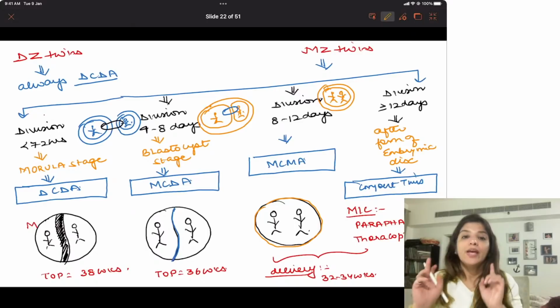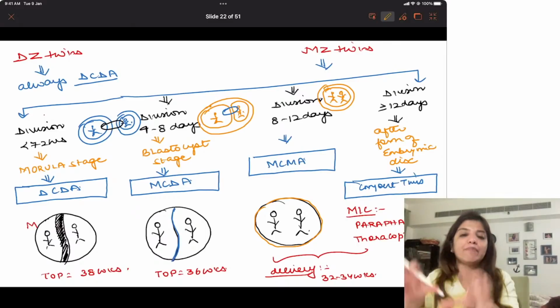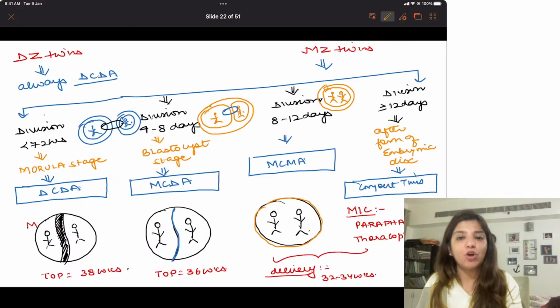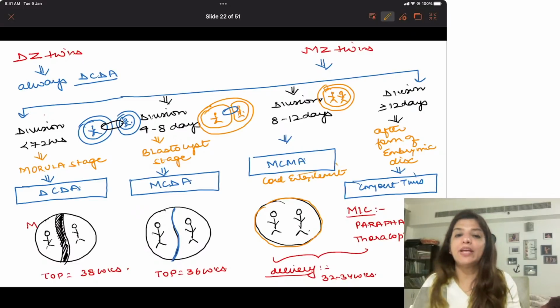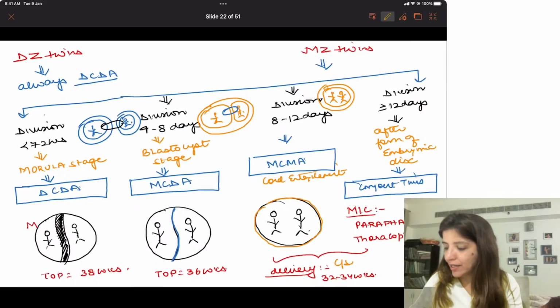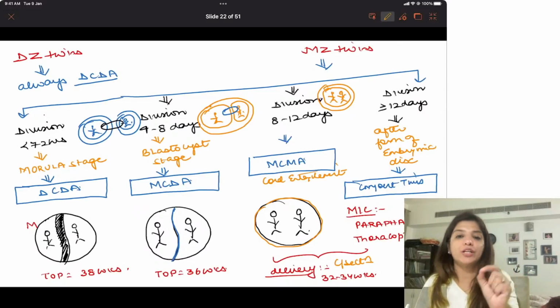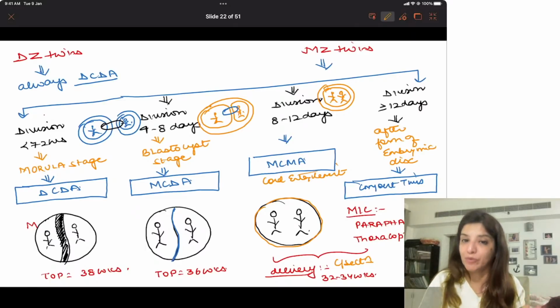Now, in case of monochorionic monoamniotic twins, because both the twins are in the same amniotic fluid, one very important complication specific to this is cord entanglement. And that is why in monochorionic monoamniotic twins, you have to deliver them by Cesarean section, and the time of delivery is between 32 to 34 weeks. This is what you have to remember about monochorionic monoamniotic twins.